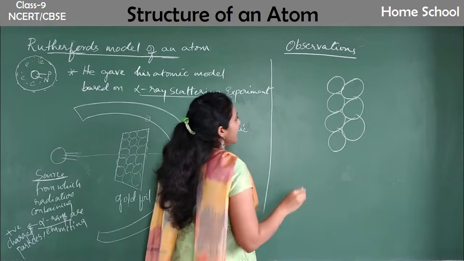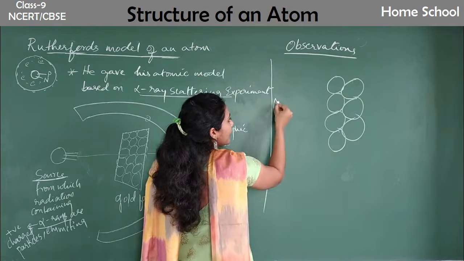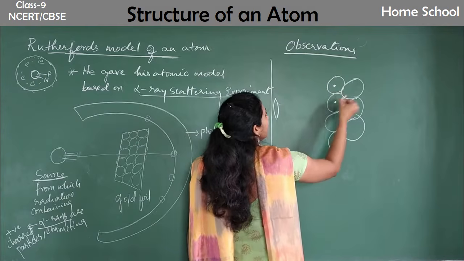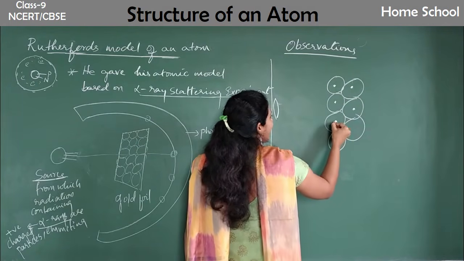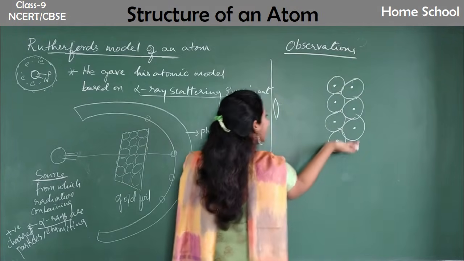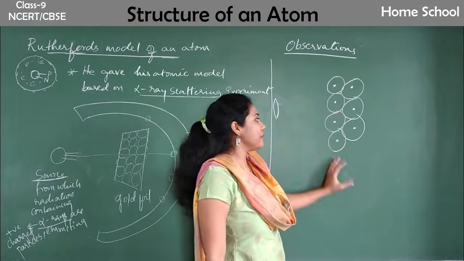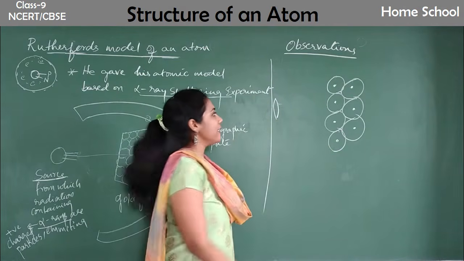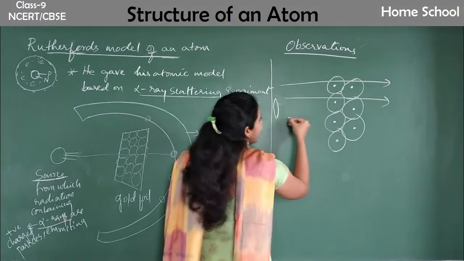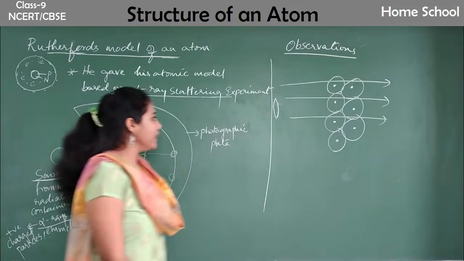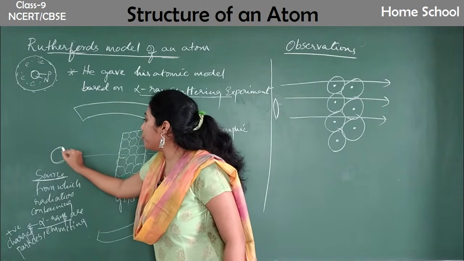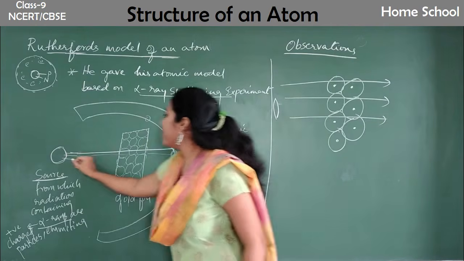Okay, and what he observed was, here there was a source which is emitting radiations. According to him, what is his assumption? Centrally there is a nucleus and the atom is spherical. So in that way only he has drawn certain atoms in layers. And what he said was, most of the alpha rays passed through the gold atoms in a straight line. Most of the rays coming from the source passed straight through.